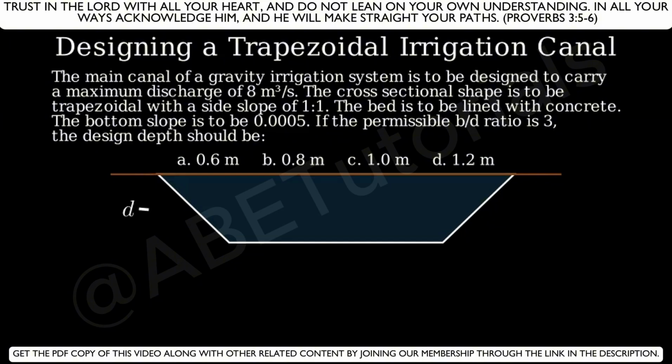It has a flat bottom with width b, a depth of water d, and side slopes that rise at an angle. In our problem, the side slope is given as 1:1, which means for every 1 unit vertical rise, there is 1 unit horizontal run. Now, let's identify and organize the parameters given in the problem.